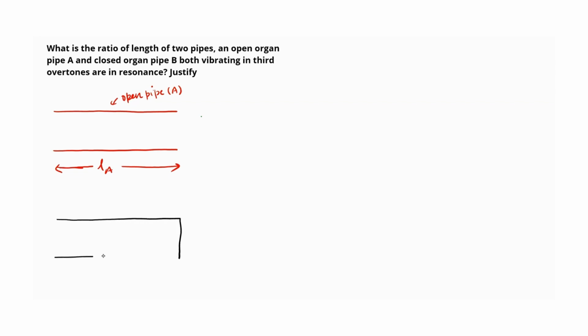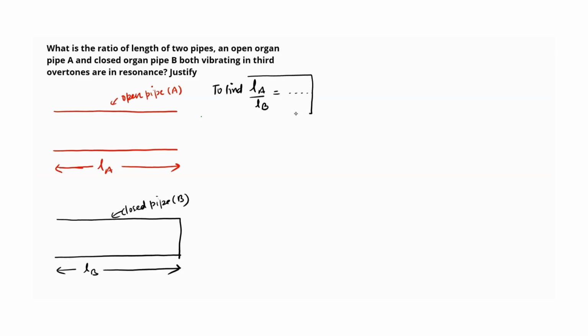So we have this. I'm drawing roughly, okay? So this is closed. Closed pipe B, and let its length be LB, okay? So we have this. We are going to find the ratio LA by LB. We are going to find this ratio, okay?